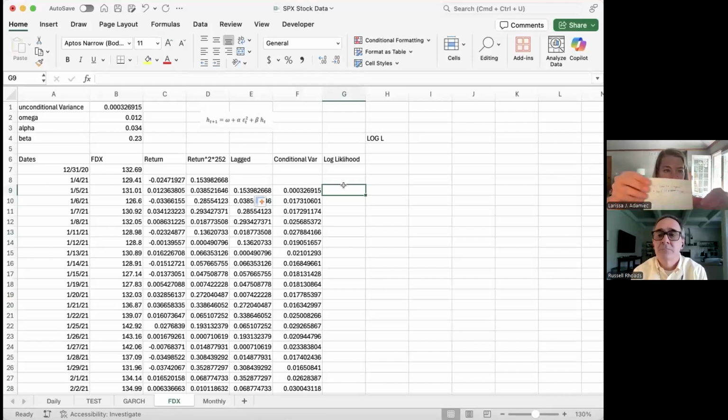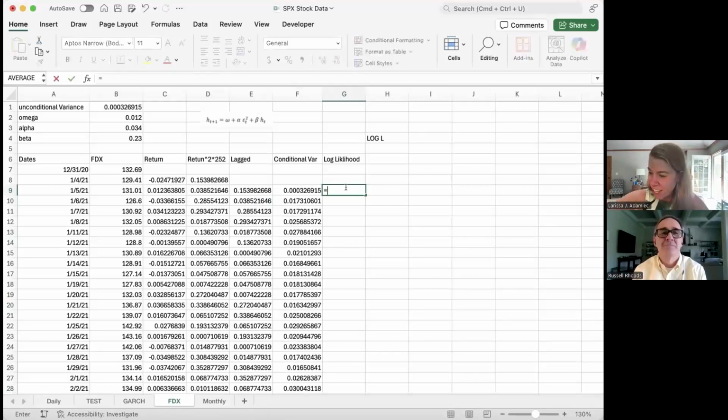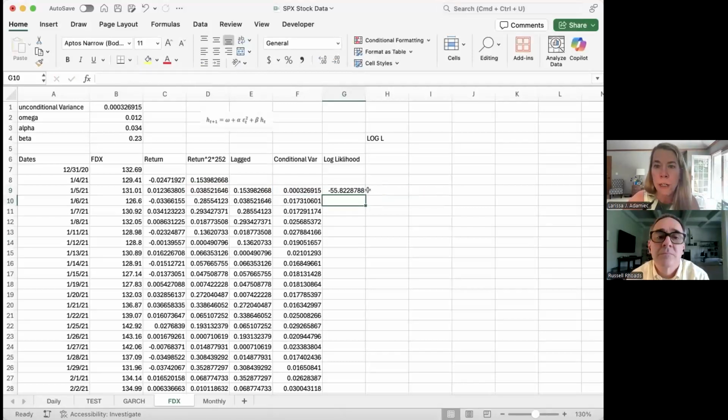And I should have put this on the spreadsheet, and it's in the notes for everybody. This is the log likelihood function. So this will be the natural log of 1 divided by the square root of 2 times pi times our conditional variance times our exponent negative 0.5 times our returns squared divided by that conditional variance. Hopefully this works. There's no errors. Good.